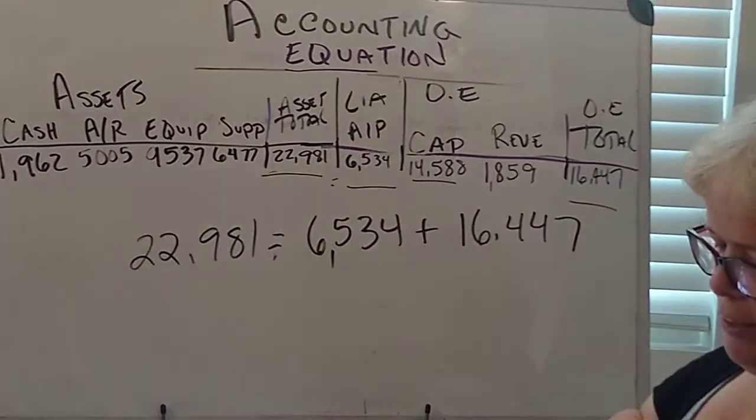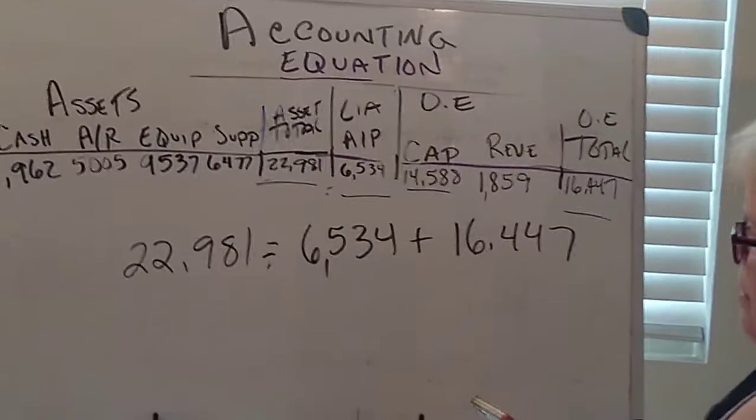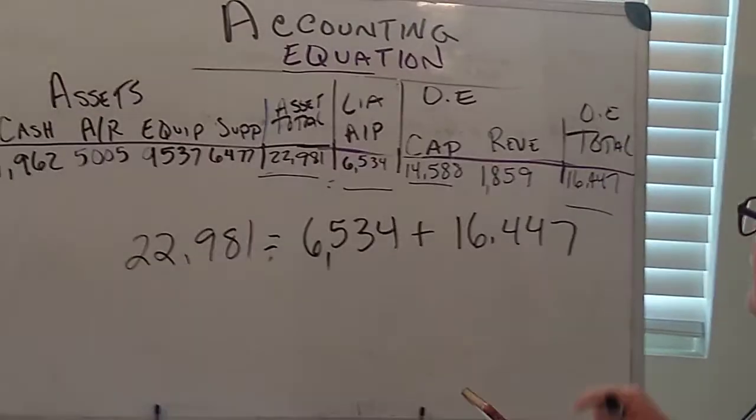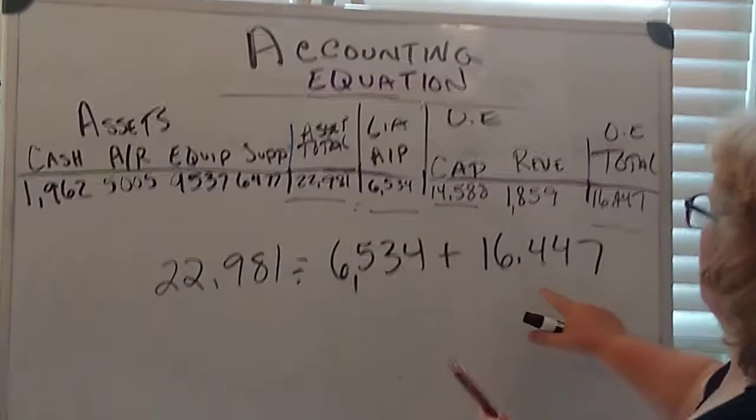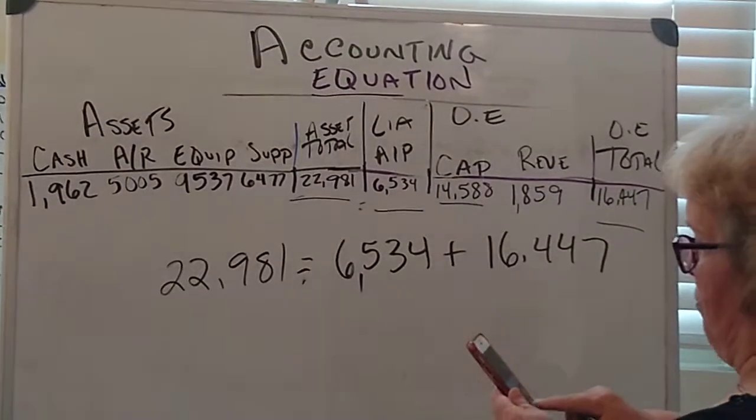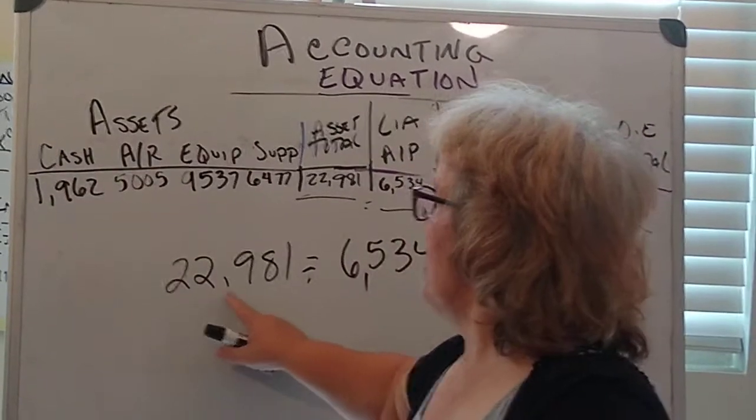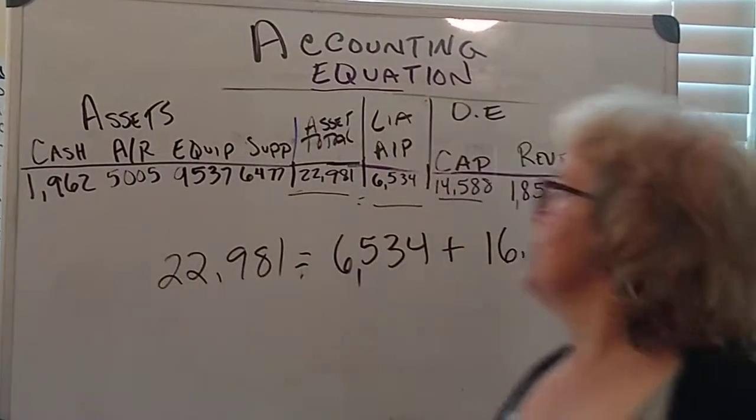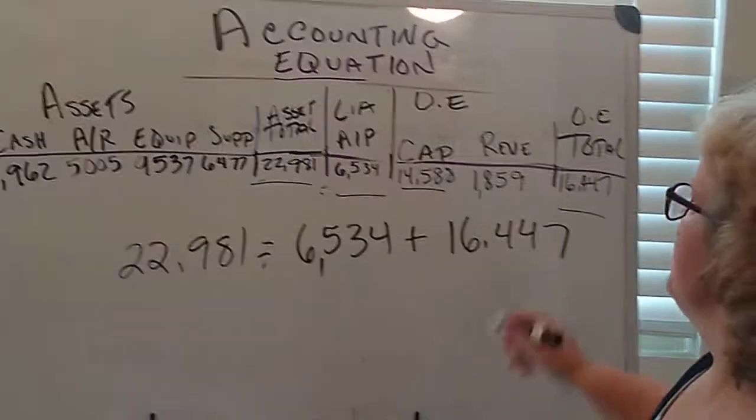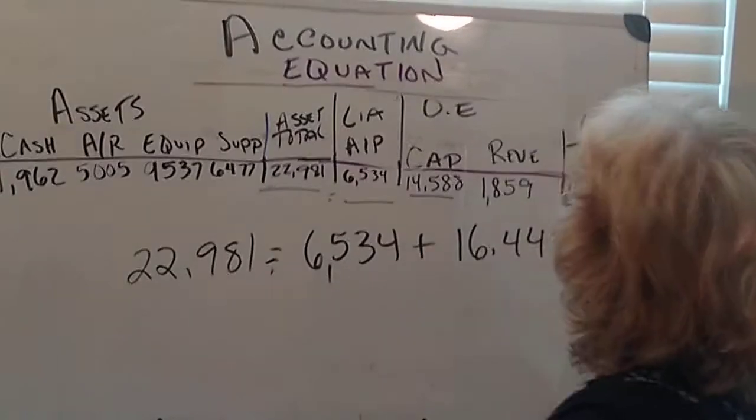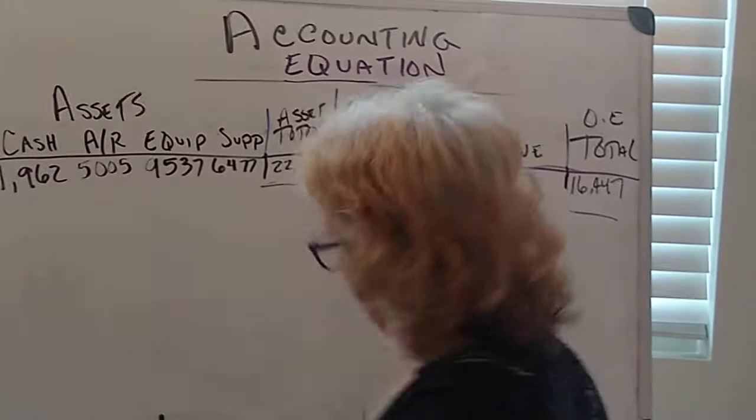Let's see if it balances. 22,981 equals 6,534 plus 16,447 equals 22,981. So it balances with our accounting equation, and so we have the correct numbers here. All right, so let's do number 7.